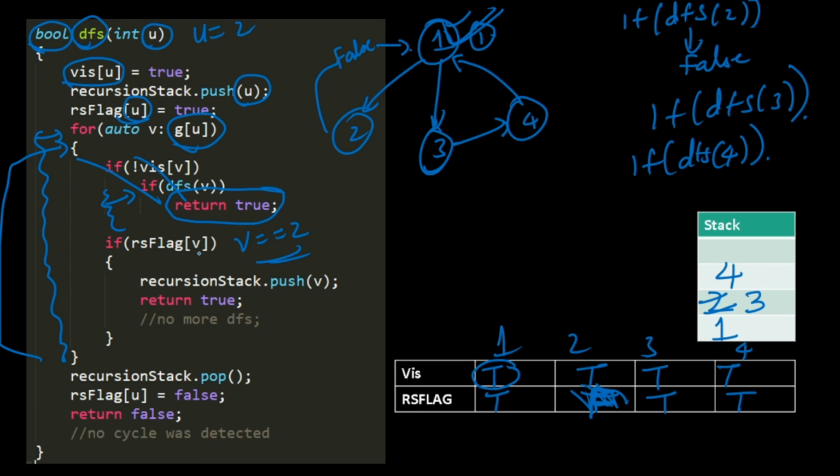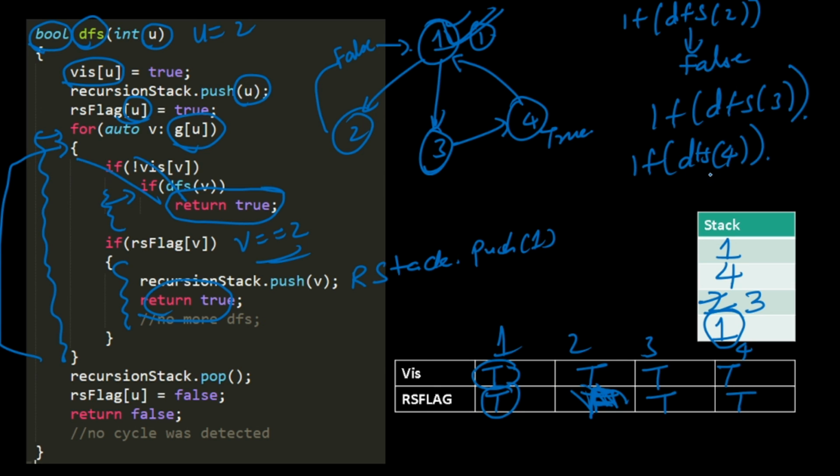If RS flag of 1 is true, is RS flag of 1 true? Yes, it is true. Why? Because it is present in our stack. So this code will now run. Recursion stack push 1. So 1 is pushed into the stack. Return true. So now 4 will return true.